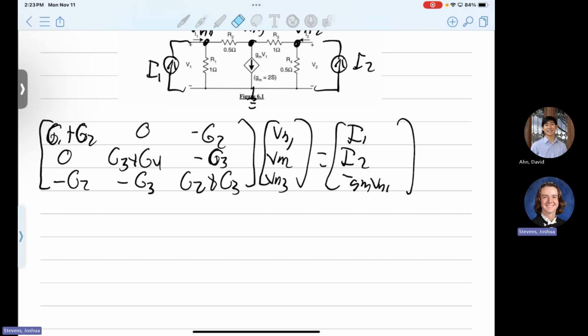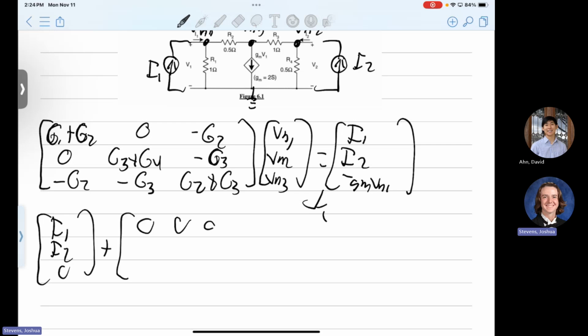This then becomes 0 plus 0, 0, 0, 0, 0, 0, 0, 0, negative GM.